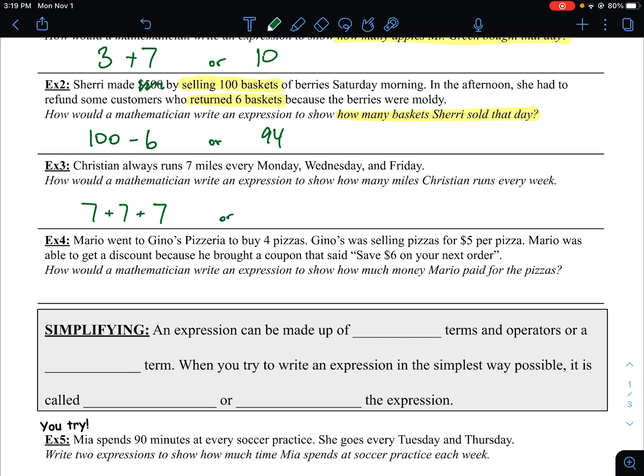Or you might be thinking, well, he runs 7 miles 3 days a week. So then that's just 7 times 3. Or some of you like using the multiplication dot, like 7 times 3. Yeah, 7 times 3 is also correct. Or you may be thinking another expression for how much he runs a week, 21, because that's what happens when you add 7 plus 7 plus 7, or you multiply 7 times 3.